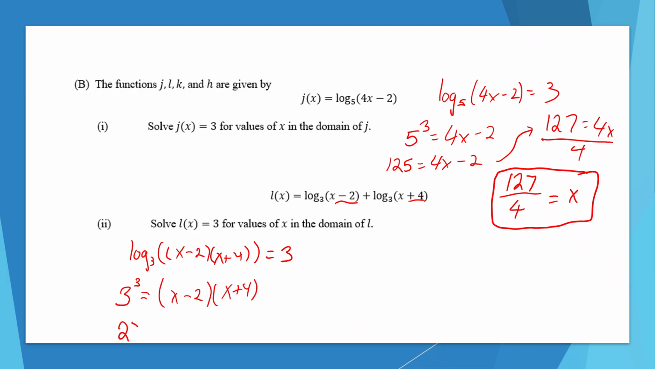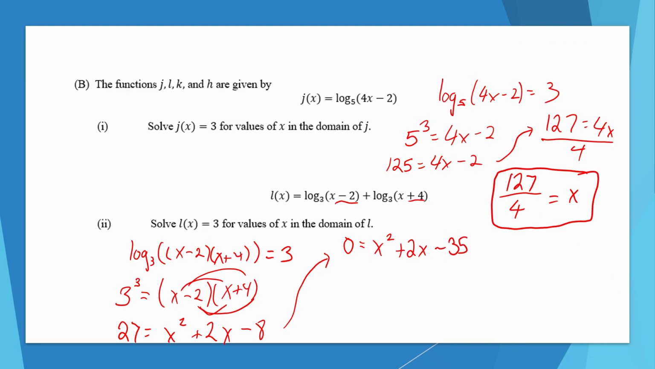Simplifying both of these, you get 27 equals, and then I'm going to FOIL this out as well. So this is a long one. X squared plus 4x minus 2x is just plus 2x minus 8. Continuing to solve that, subtracting 27 from both sides, you get x squared plus 2x, and then minus 8 minus 27 is minus 35. Factoring, you should get this to be x plus 7, x minus 5, to get x equals negative 7 and x equals positive 5 here.